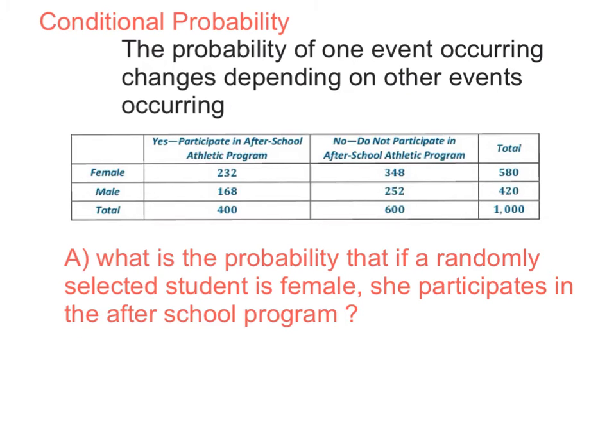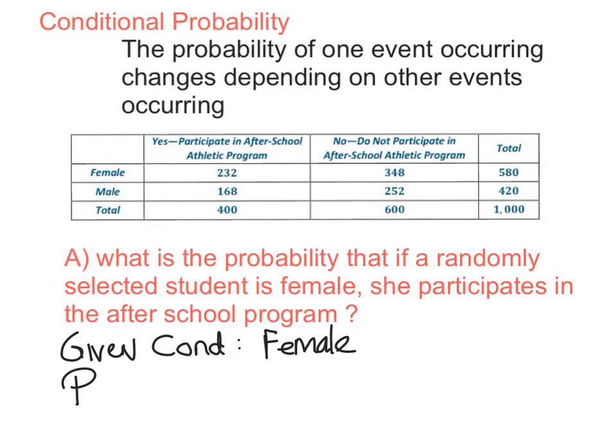The given condition, I'm just going to abbreviate there. What is given? The student has to be female. And the probability, what are we looking for to happen? What is the probability that if she's female, then she participates in the after-school program? So we usually just do P and then what word it is, the probability that we're in the after-school athletics program. My given condition is female and the probability is being in the after-school athletics program.